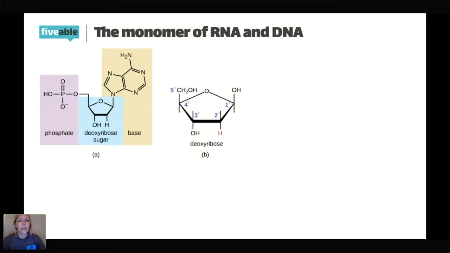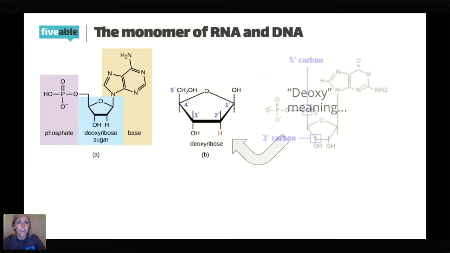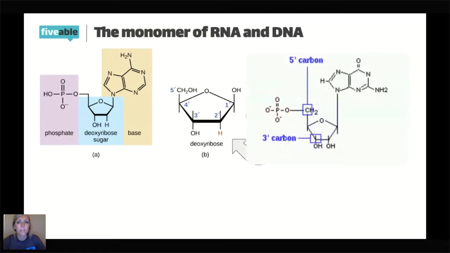In this first diagram, we have deoxyribose. So if you look at the hydrogen connected to the second carbon, it's just a hydrogen, right? Deoxy means we've lost an oxygen, or without oxygen. So there it is, deoxy meaning without the oxygen. So what's the big difference between the type of sugar found in RNA and DNA? So that's the deoxyribose sugar, and ribose sugar is just ribose.